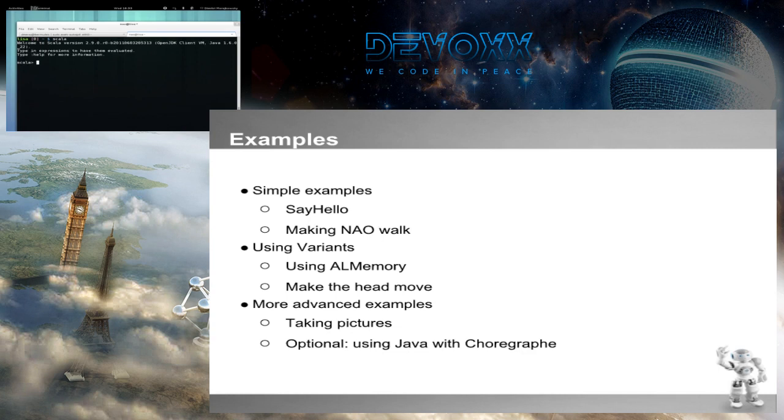Okay, and so here I can just run something like, same package, com.aldebaran.proxy, and here, exactly the same thing, I can just create a proxy to the text-to-speech module, and then again, tts.say, hello. And here you go. So this is the first ever robot to speak Scala in front of a live audience. So give it a round of applause, please.